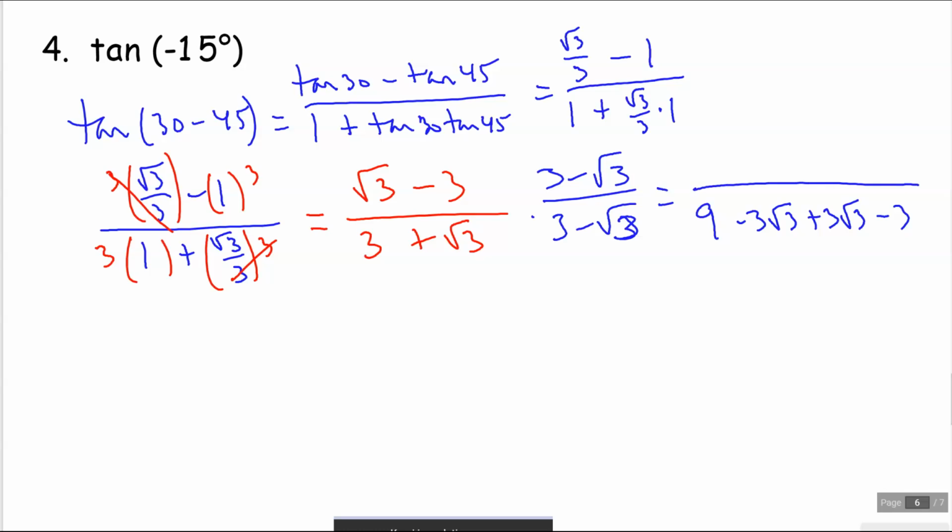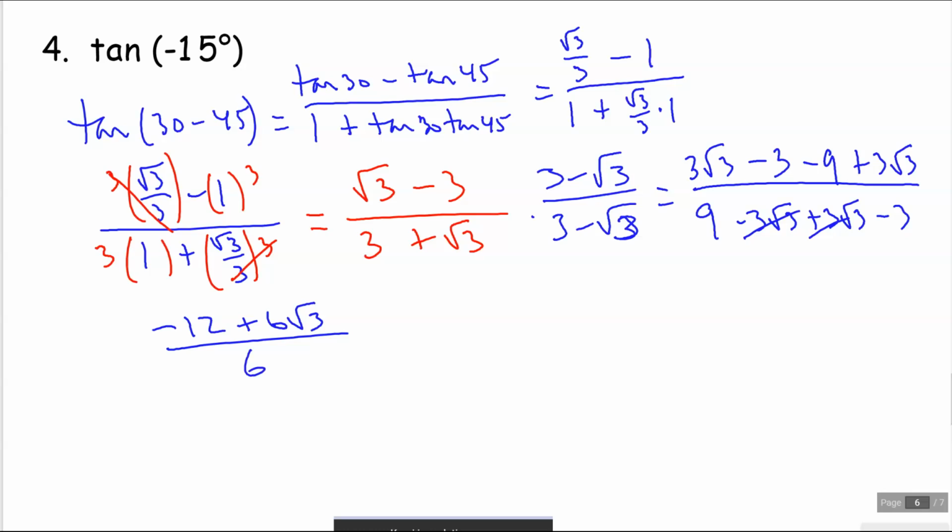Okay. Top, we're going to have to FOIL out. First times first would be 3 root 3. Outside would give me a negative root 9, or just 3. Inside would give me a minus 9. Outside would give me a positive 3 root 3, because it's a negative 3 times a negative root 3. Clean it up a little bit. Numbers first. Negative 12 plus 6 root 3 all over. These cancel, and 9 minus 3 gives me 6.